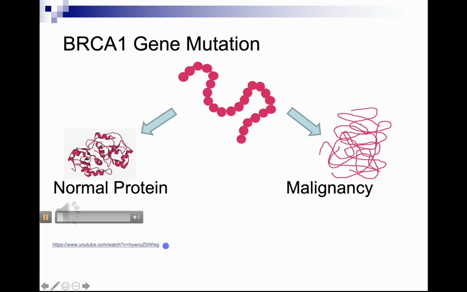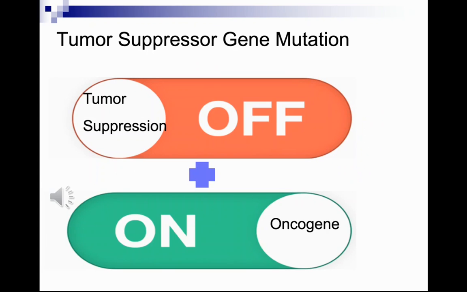Click on this website and look at protein misfolding when the amino acids misfold. BRCA1 is a tumor suppressor gene, and when the amino acids misfold, that can be an etiology for malignancy. You could kind of summarize it this way. Tumor suppressor gene mutation. When tumor suppression is turned off, the oncogene is turned on. When tumor suppression is off, the oncogene, or the gene capable of causing cancer, is on.